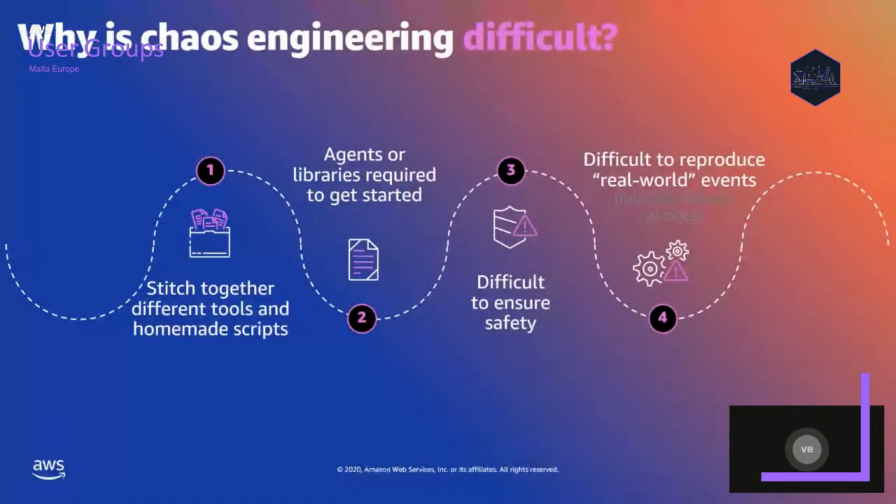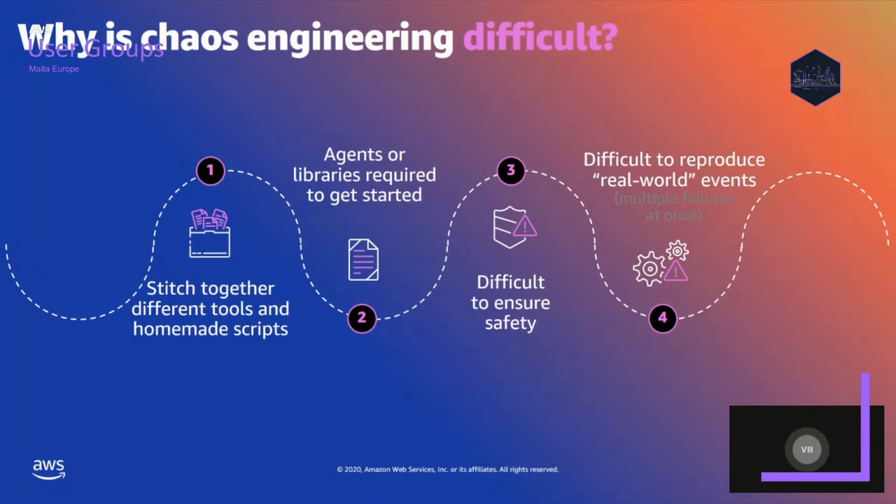So why is chaos engineering difficult, or why was it difficult? When you don't have a managed service or a safe place to do your chaos engineering, it can be hard because you have to stitch together different tools and scripts that you've written yourself. You bring in your agents, your libraries that you need to get started. And how do you then ensure safety? And how do you reproduce your events? Or say you want to reproduce multiple failures at once. How do you make sure that you do that?